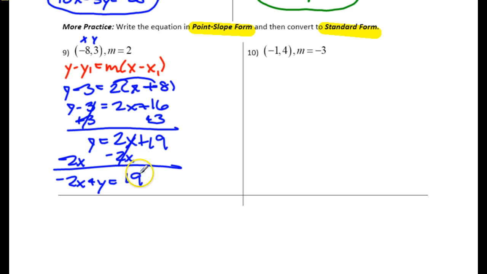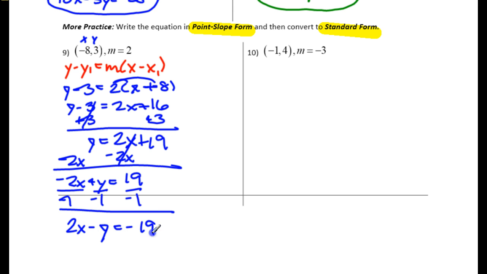Step 3, constant on the right side, which it is, so skip that. And the last step, always double check your a cannot be negative. So once again, technically I'm dividing in my head everything by negative 1, which is just changing all the signs. So it's positive 2x minus y equals negative 19. So now I've gone from point slope all the way to standard. Okay? Alright, so one last practice. Pause it. Try number 10. and then unpause it and check your work and your answer.